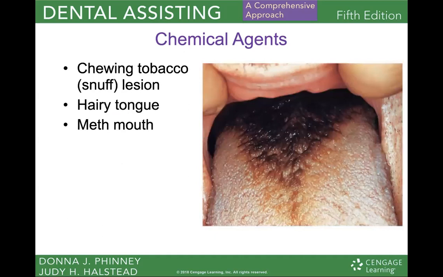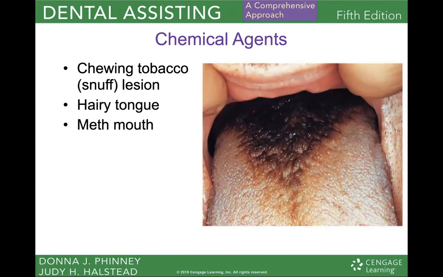Okay, so chewing tobacco or snuff lesions appear in the oral vestibule. This is normally the lower anterior area between the lip and the teeth where a lot of people hold the chewing tobacco. Hairy tongue is a condition where the filiform papillae of the tongue become elongated and appear like hairs, which is what we see in this picture here.